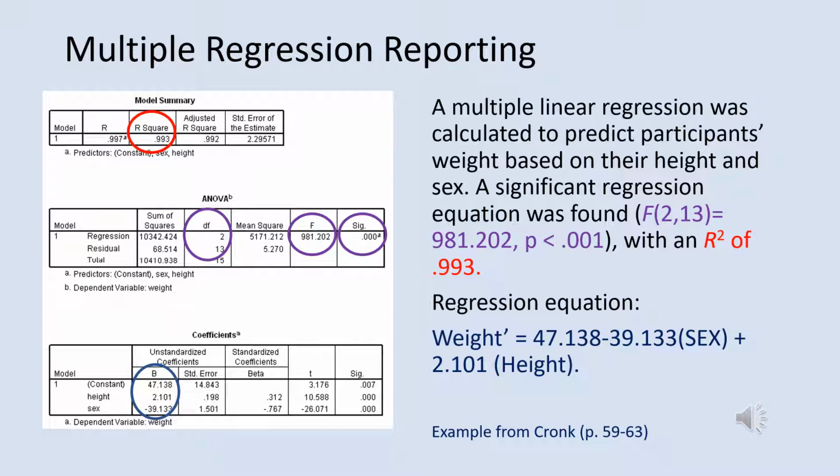So here you have a multiple linear regression was calculated to predict participants' weight based on their height and sex. A significant regression equation was found, and if you see all those in purple are there in the ANOVA table, with an R squared of 0.993, that's in your model summary. And then you have your regression equation here, and that's where you pull out from the coefficients, under the unstandardized coefficients, the B.